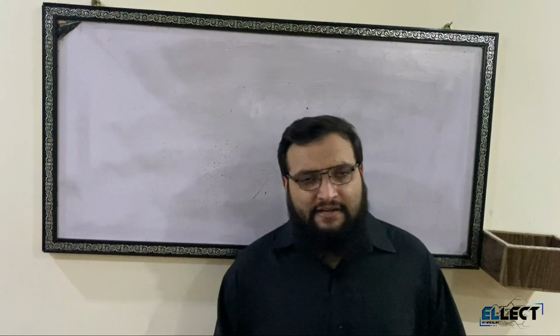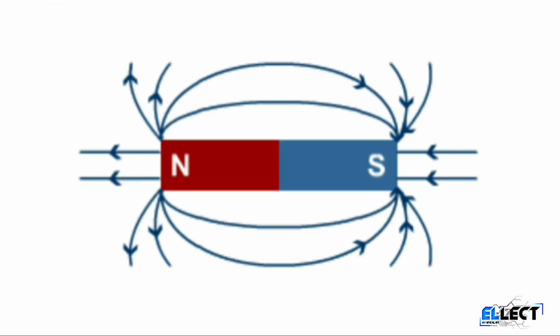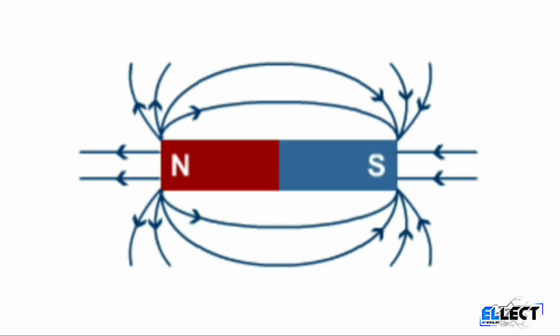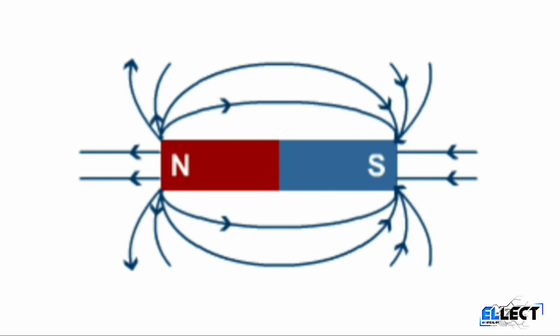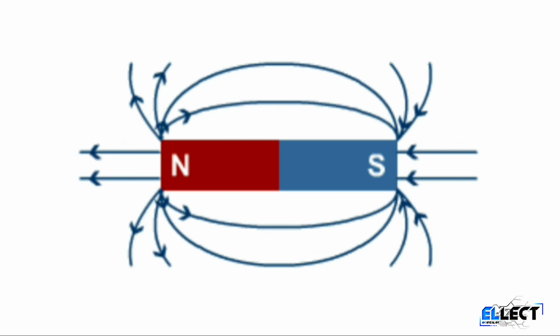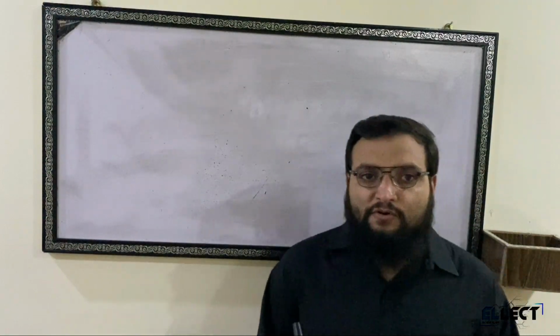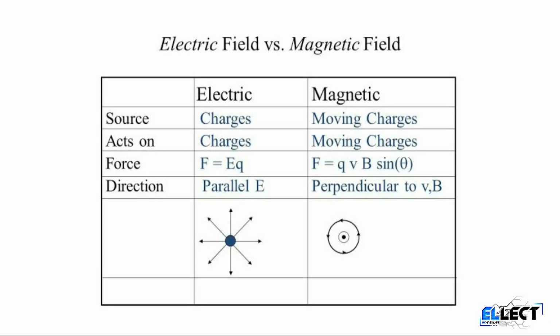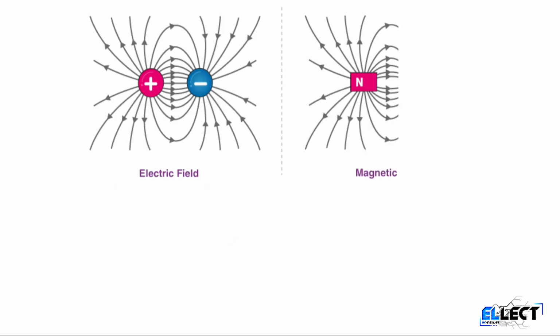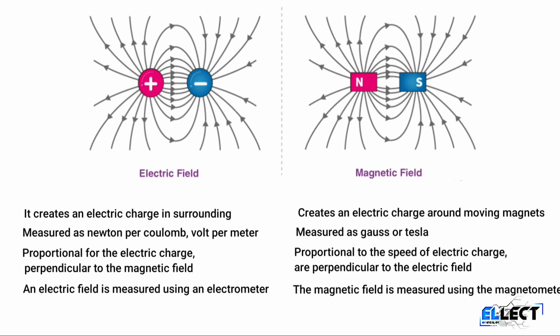Now what is magnetism? Any material which has the property of magnetism is called a magnet. Now the magnetic field in a current carrying conductor: a magnetic field is always produced when the charge is moving, but when the charge is static, we call it an electric field. That is the major difference between an electric field and a magnetic field.